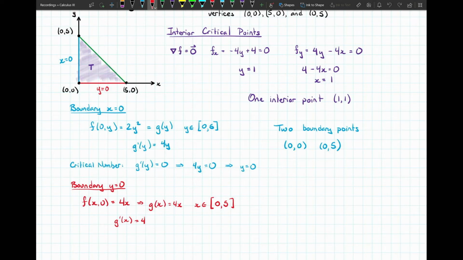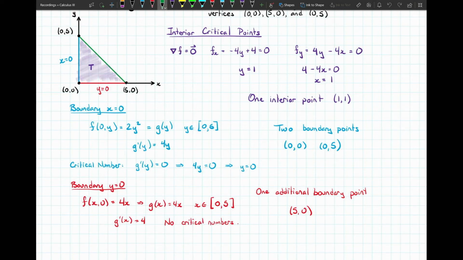However, we can't forget to include the vertices here. We've already got the left-hand vertex, 0, 0. That just gives us one additional boundary point at the location 5, 0. Now, there's only one more boundary to take a look at, and that's this green line.